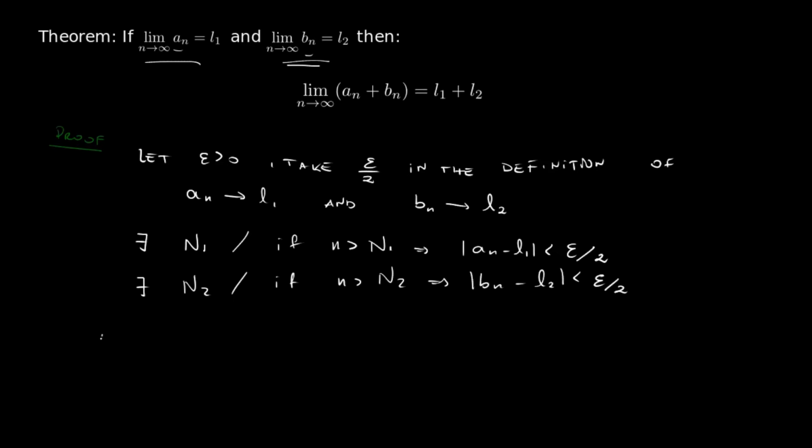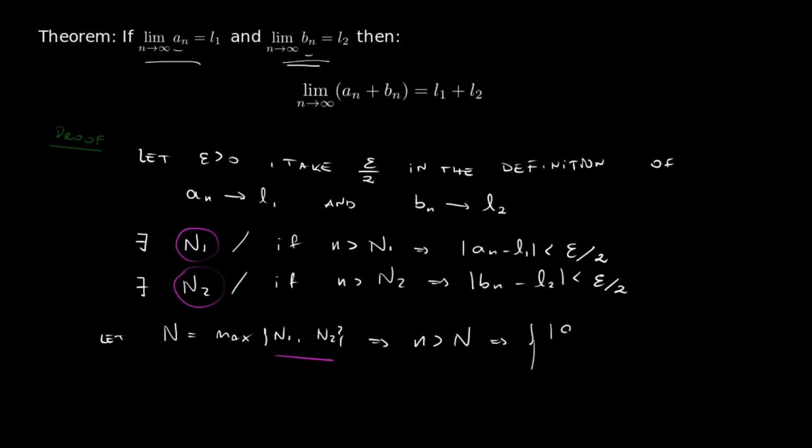So now, if we let capital N be the maximum between n1 and n2, then whenever we take a number n greater than capital N, this number n will be greater than n1 and than n2. And so these two things will be true. Then two things will happen. The absolute value of a sub n minus L1 is smaller than epsilon over 2, and also the absolute value of b sub n minus L2 will be smaller than epsilon over 2.